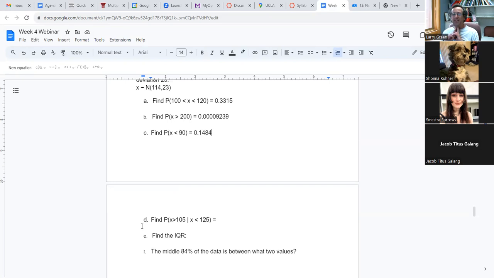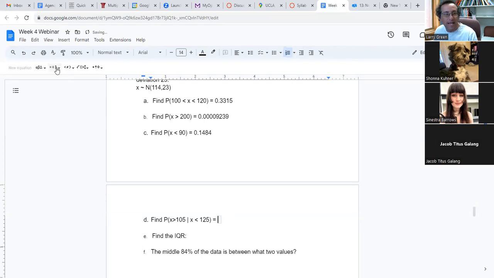Let's find the probability that x is greater than 105, given x is less than 125. Okay, what does this problem look like? What are we going to have to use? Any ideas? We're going to use a formula that came from chapter 3, the given formula. It says the probability of A given B is equal to the probability of A and B divided by the probability of B. You may not remember that formula, but it happened in chapter 3. So let me make it look like an equation. It's going to be a fraction.